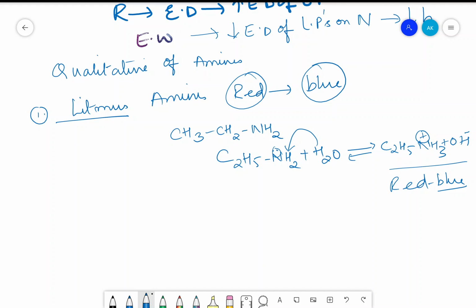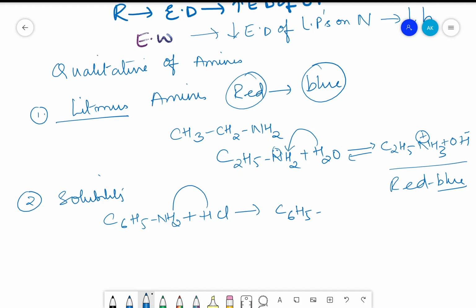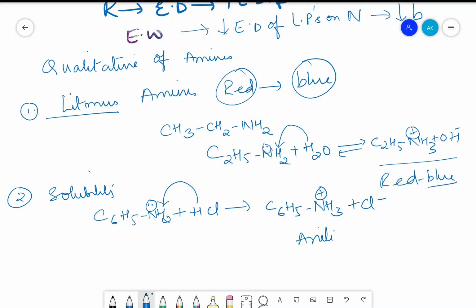Amines which are basic in nature will dissolve in mineral acid. Second test will be solubility test. So bases like aniline will react with HCl to give C6H5NH3 with a positive charge on nitrogen plus Cl minus, as one H will come here to the lone pair of nitrogen. It is called anilinium chloride.